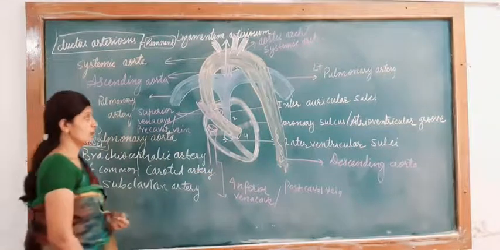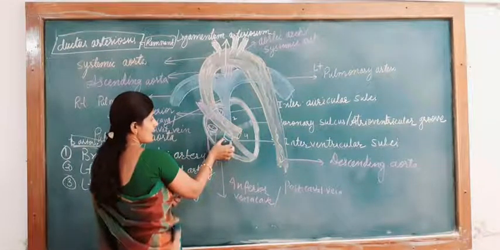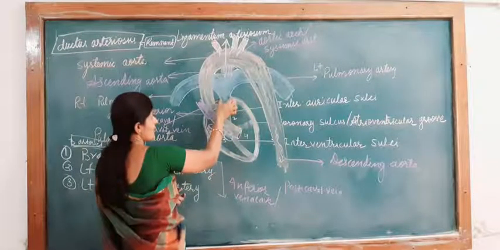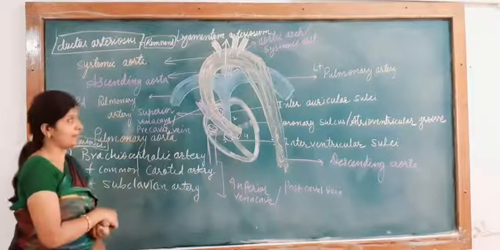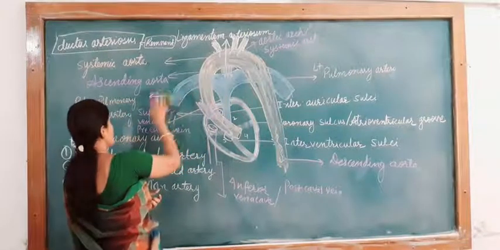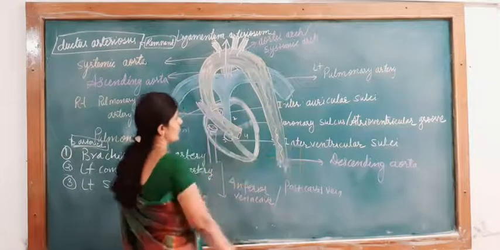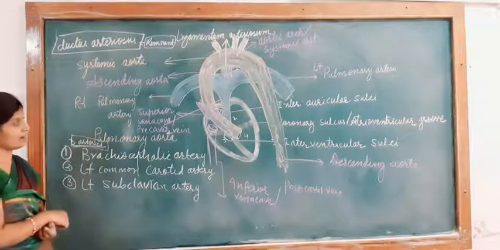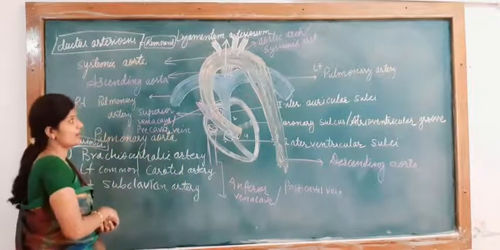So from the heart the pulmonary aorta takes its origin, and it comes upward, and when it comes up it is bifurcated, and this pulmonary aorta is divided. The one going towards the left is called the left pulmonary artery, and the one coming towards the right is called the right pulmonary artery. So those are supplying the blood towards the lungs.